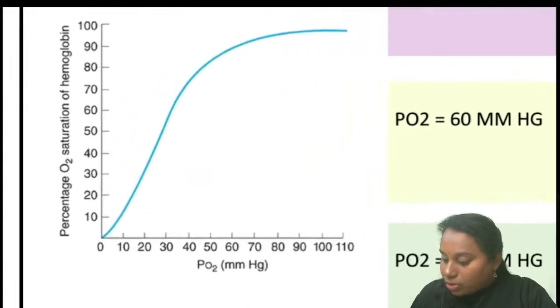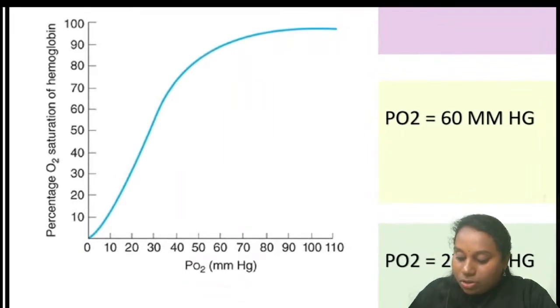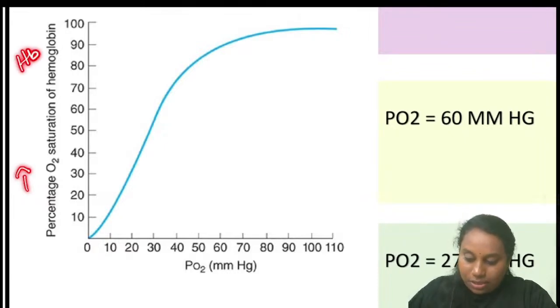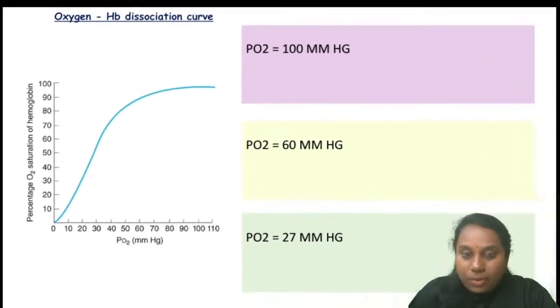Partial pressure of oxygen on the x-axis in millimeter of mercury. Percentage oxygen saturation of hemoglobin, which means how much hemoglobin is saturated with oxygen, is on the y-axis. Let's correlate a few normal values. This is a normal graph.